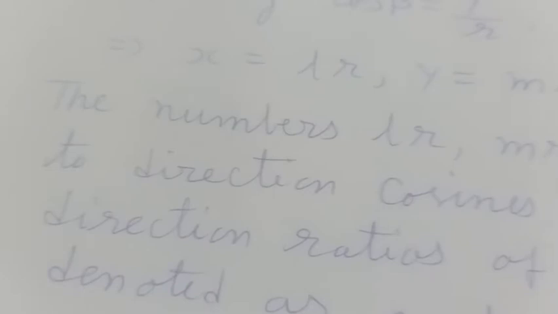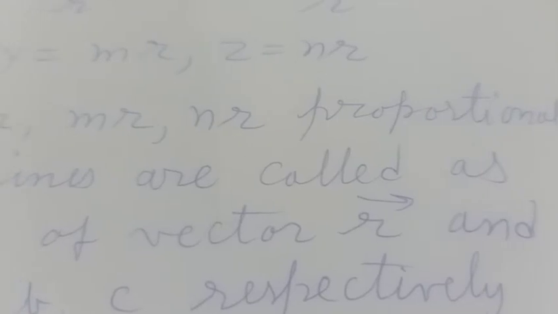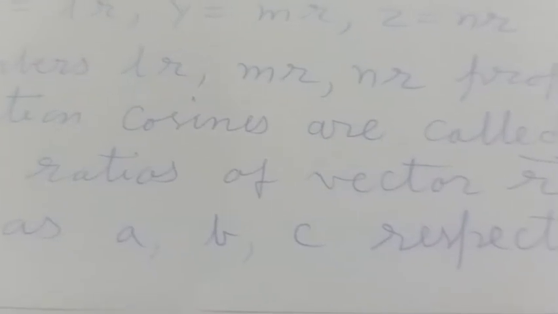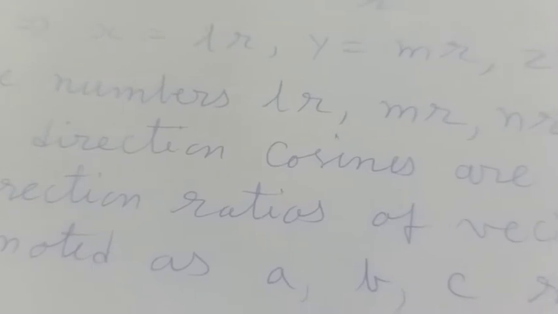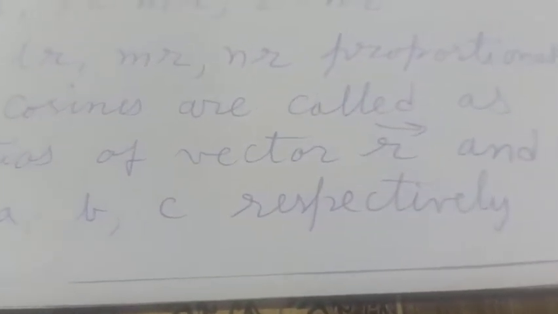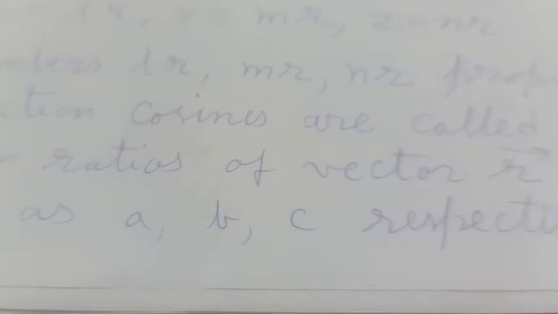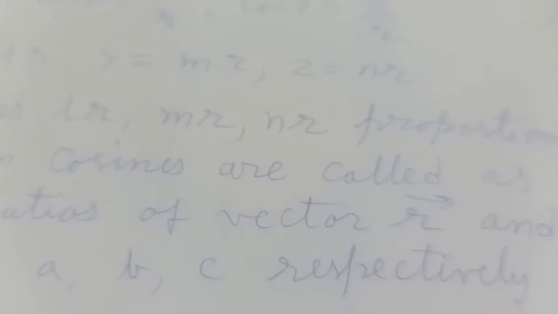So we can say that the numbers LR, MR, NR are proportional to the direction cosines, and these numbers are called direction ratios. Okay, the numbers proportional to direction cosines are called direction ratios of the vector R, and there are symbols for these direction ratios. We usually denote them as A, B and C respectively. Okay, so L, M and N are the symbols for direction cosines, and A, B, C are the symbols of direction ratios.